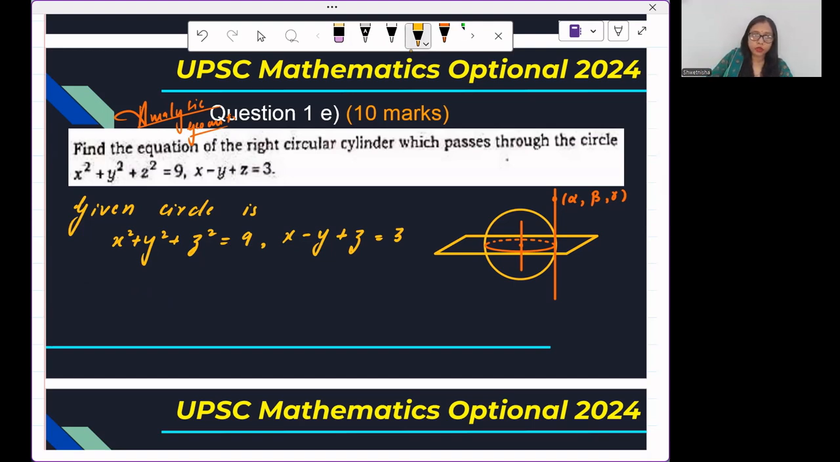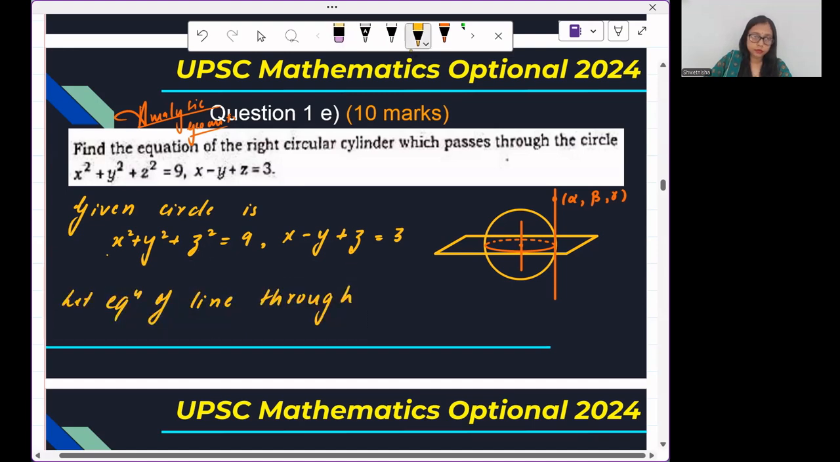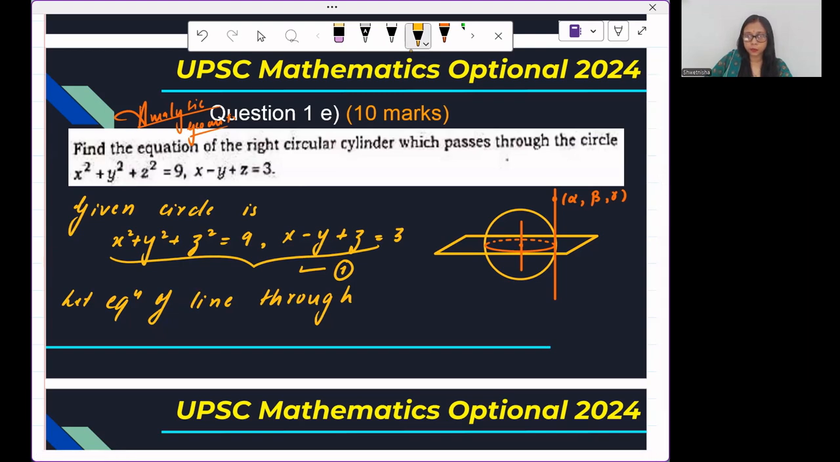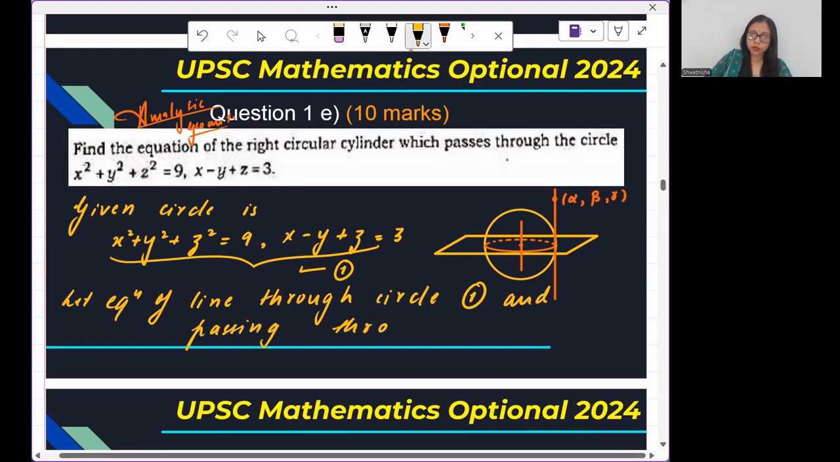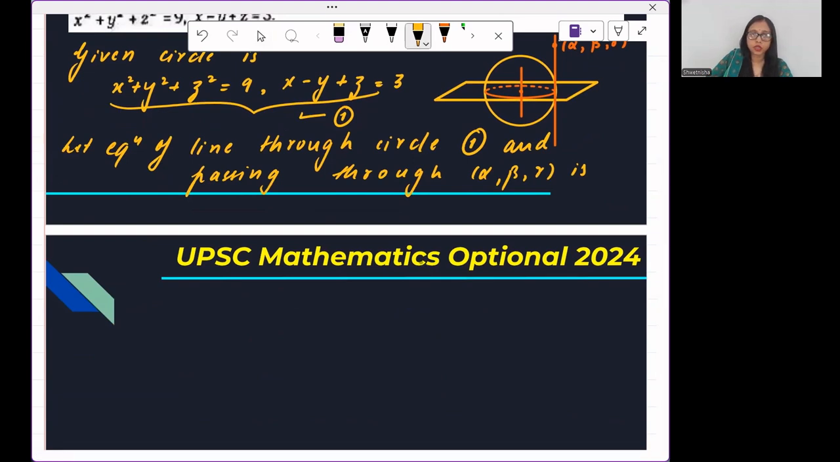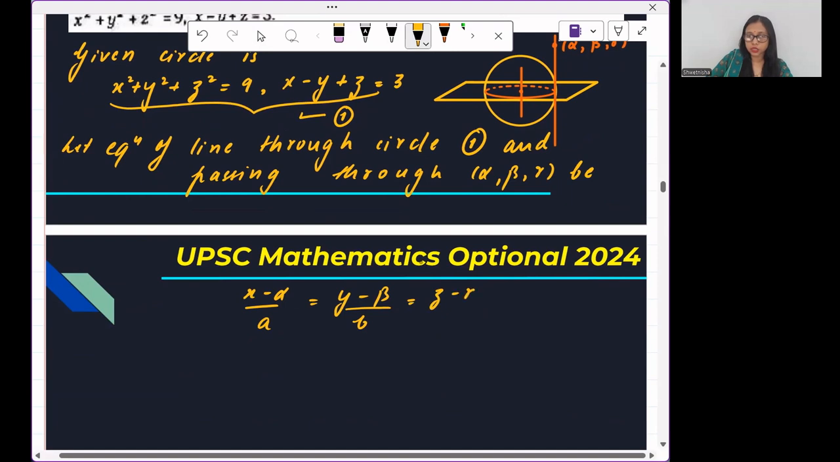So let the equation of line 1 through the circle and passing through alpha, beta, gamma be x minus alpha by A is equals to y minus beta by B is equals to z minus gamma by C. Right now, it is just passing through the circle.